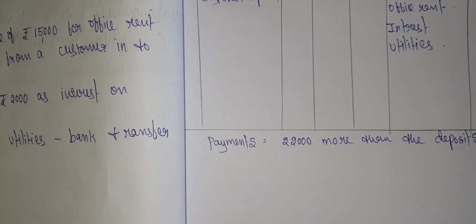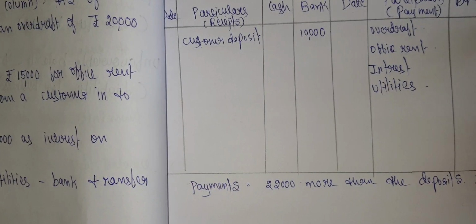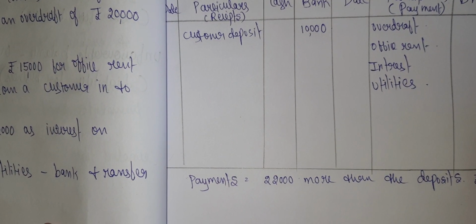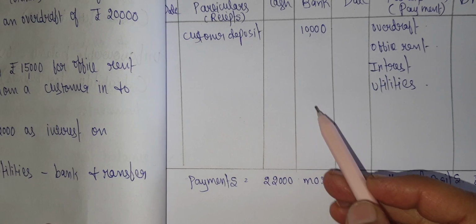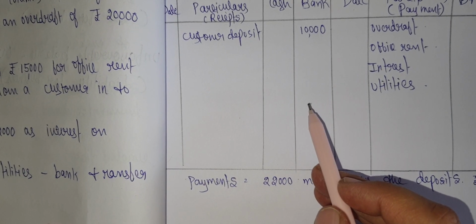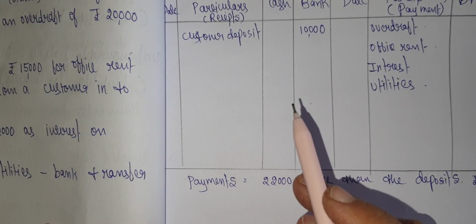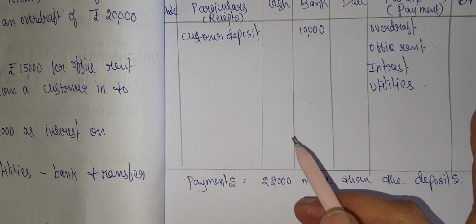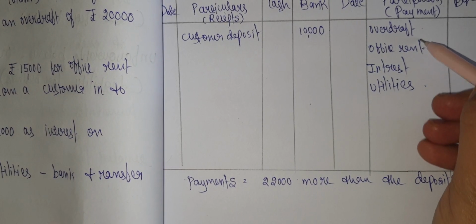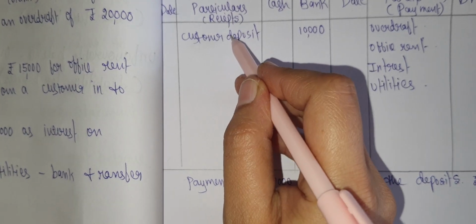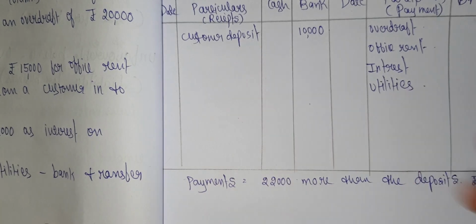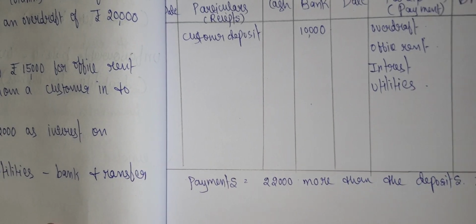Means the business must repay to the bank rupees 32,000. See here, here total 42,000 will come and here 10,000, means here 32,000. Rupees 32,000 the business must repay to the bank. Here payments are more than the receipts. So it is an unfavorable balance.